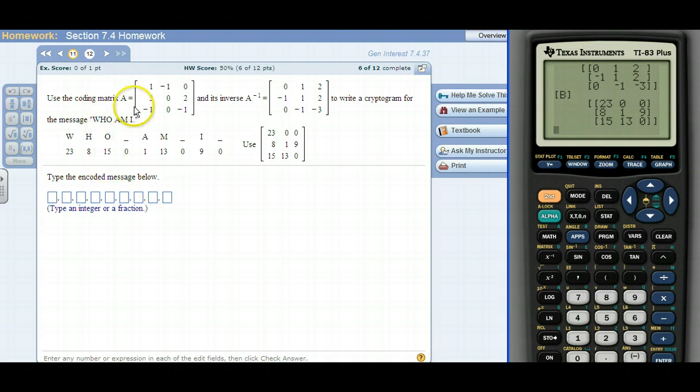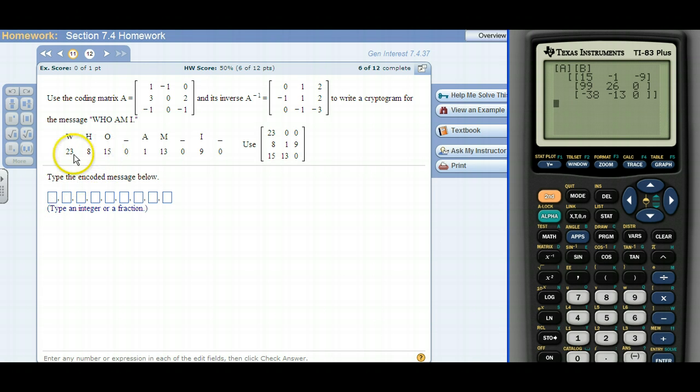Now we're going to code it. So we're going to take our matrix and multiply it by this coding matrix, and that's going to give us our coded or encrypted message. To do that we take our coding matrix, which is this first one A, and multiply it by this matrix that we have our phrase stored in, B. And there's our encoded message.